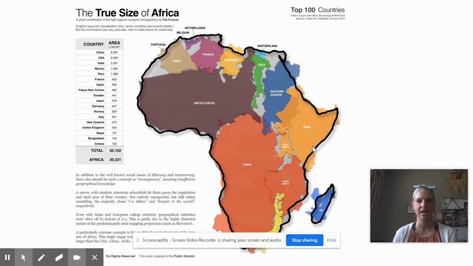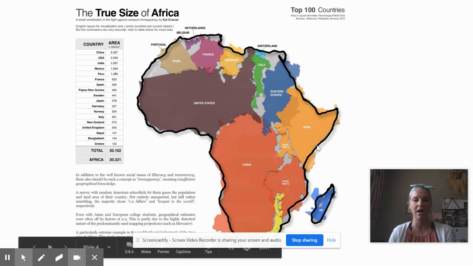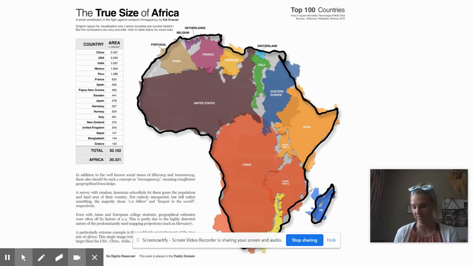So here's the true size of Africa. You see here, this is like the United States. It fits into just the northwestern part of Africa. And then you can see China, just how much land space we're talking about.